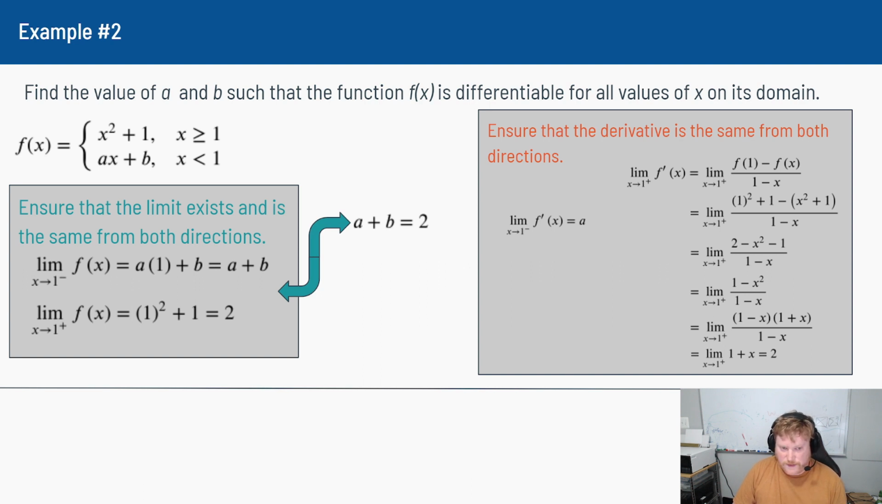So we can see that the top function of this piecewise function has a derivative that approaches 2 from the right side. So what we're gathering from this box is that we want a to equal 2. So from these two equations, or from this system of equations, we can find b to be 0, and so now we have our values of a and b.